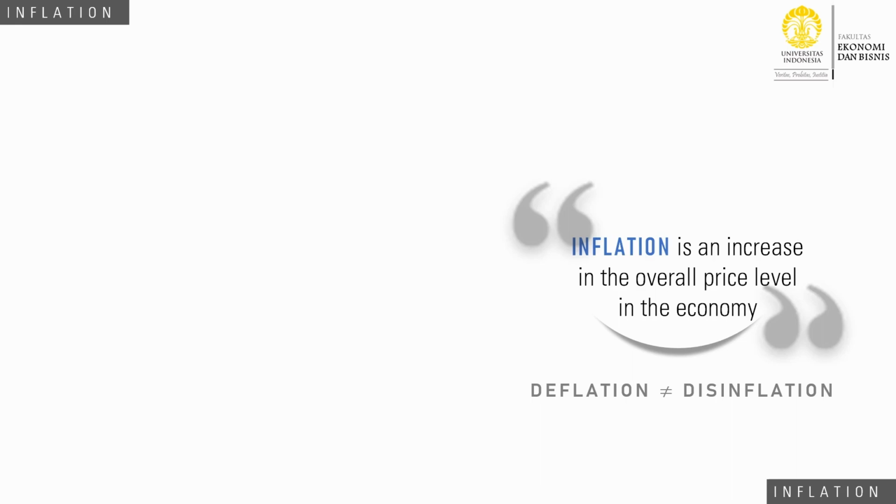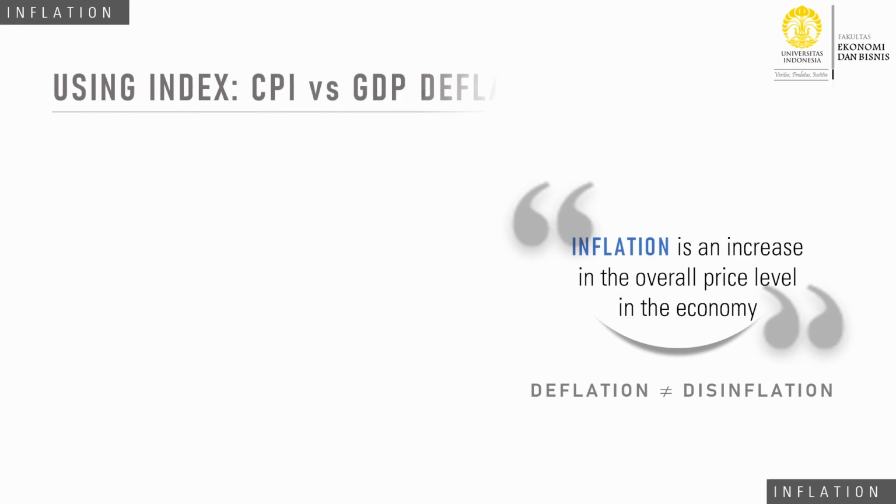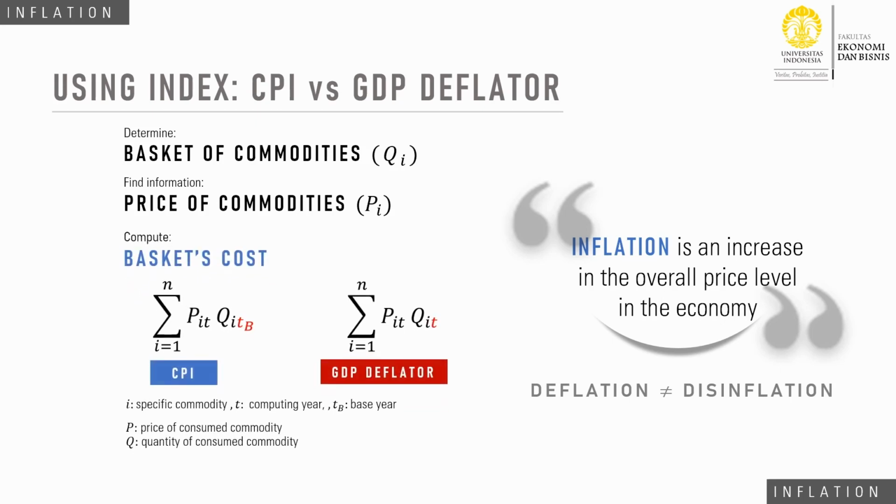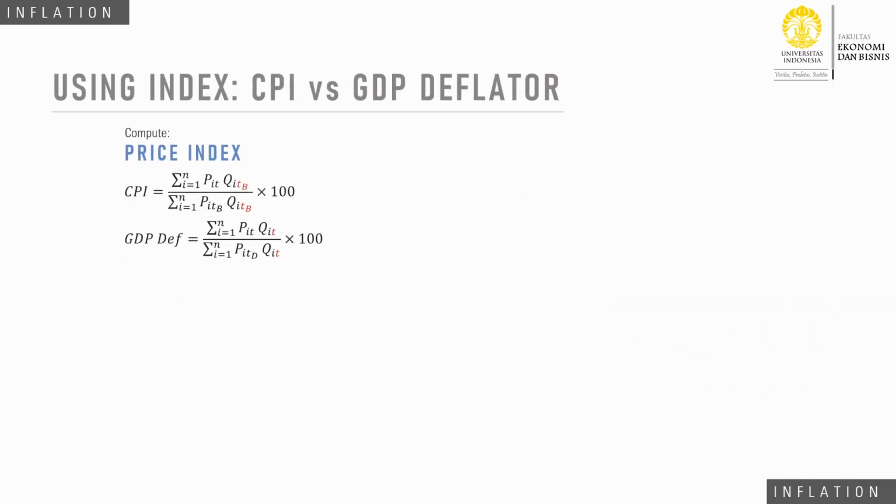Measuring inflation, like measuring economic growth, needs to use an index. The two most common price indices are the CPI, or Consumer Price Index, and the GDP deflator. Let's find out the difference. Before calculating the price index, we need to determine the basket of commodities, the price of each commodity in the basket, and the basket cost. While CPI is using fixed baskets of commodities consumed, as the name suggests, GDP deflator is using different baskets of commodities produced.